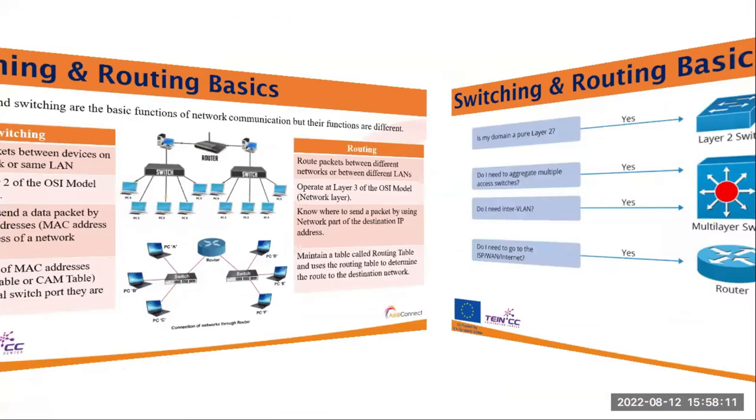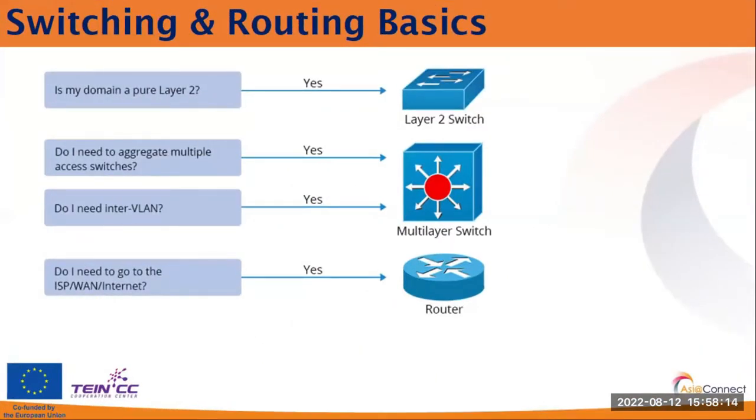So you can say here, if there is a layer 2 switch, then is my domain a pure layer 2 switch? Yes, it can be. Okay, then see, is it a multi-layer switch? Okay, do I need to aggregate multiple access switches? Yes. Do I need inter-VLAN? Right. For VLAN, we can use a layer 2 switch, but for inter-VLAN, we actually need this multi-layer switch. And this is the router, so do I need to go to the ISP WAN or internet? Then you must use the router, okay?